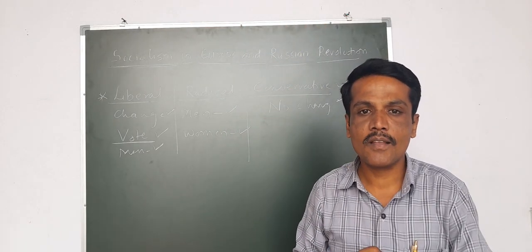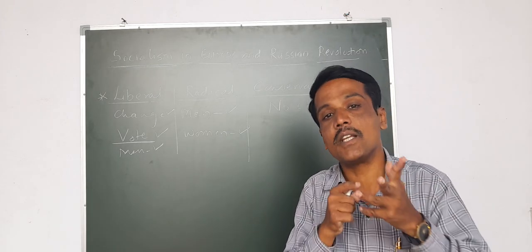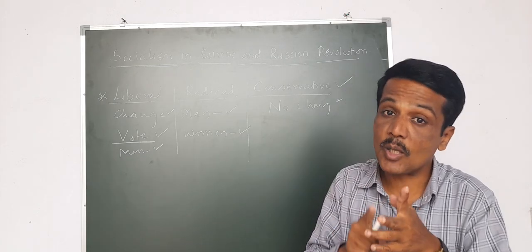Who were these people? Do you think these were poor people? Do you think these were middle class people? No. These were the wealthier section of society. These were the royal families.